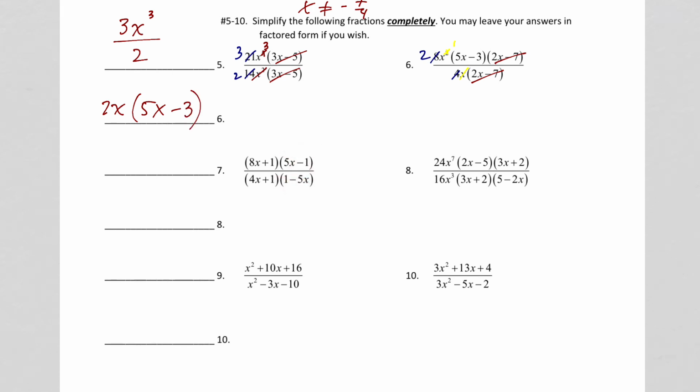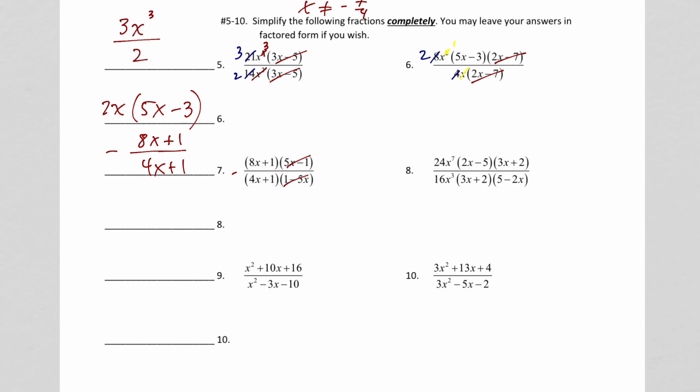These are opposites, backward, around, and negative, and you can cancel those as long as you pop a negative on the entire fraction. So our final answer is negative 8x plus 1 over 4x plus 1. You have to get rid of those parentheses because this fraction bar implies parentheses around the top and parentheses around the bottom, so leaving them there would be redundant.